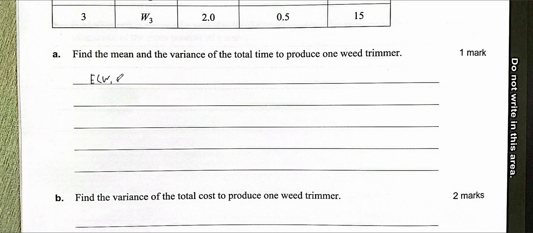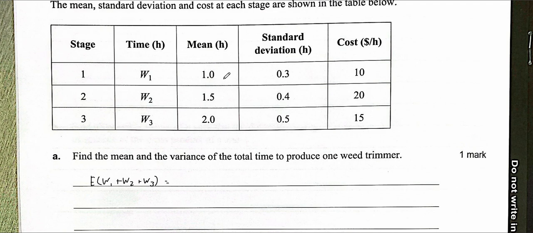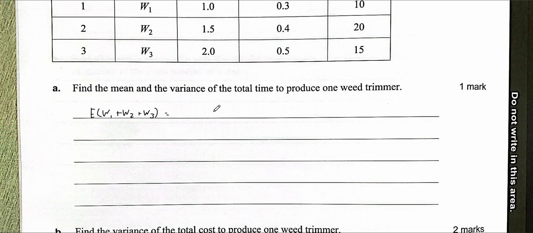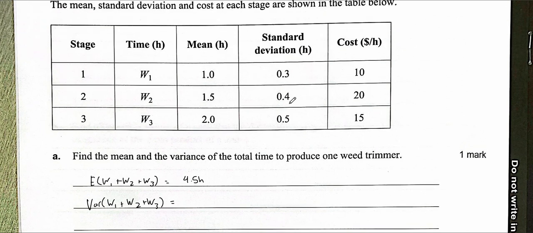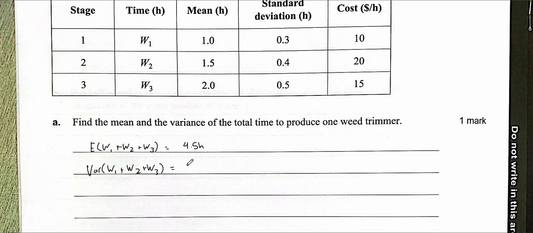So E of W1 plus W2 plus W3 is going to equal the sum of their means, which is 1 plus 1.5 plus 2, which is 4.5. And then the variance is going to be equal to the sum of their variances. So 0.3 squared plus 0.4 squared plus 0.5 squared. So 0.09 plus 0.16 plus 0.25, which is equal to 0.5 hours squared.